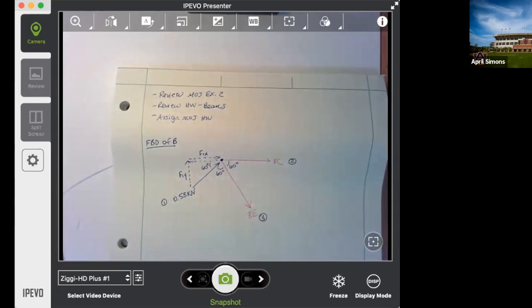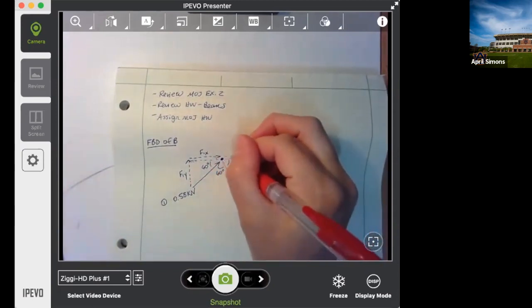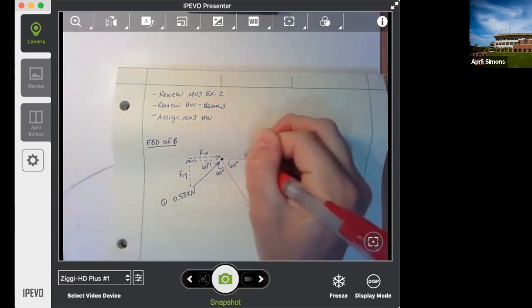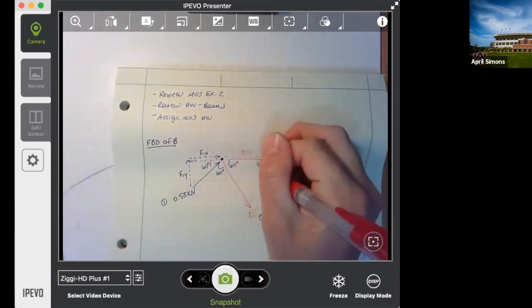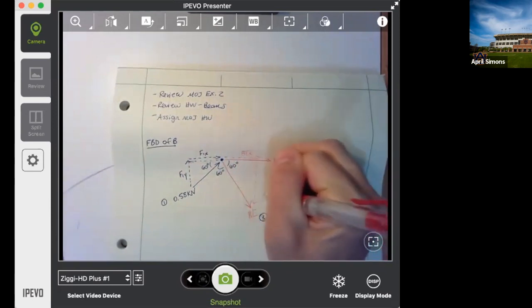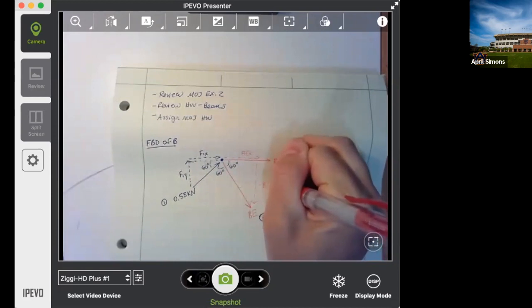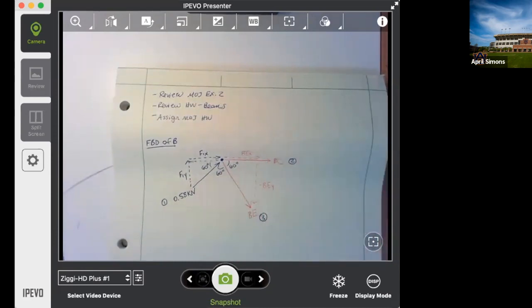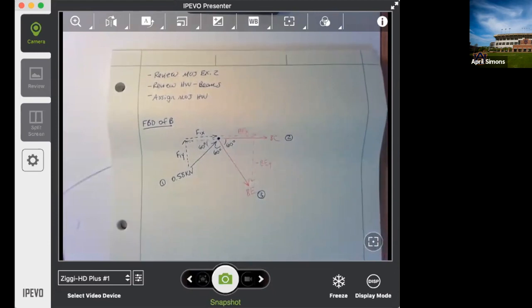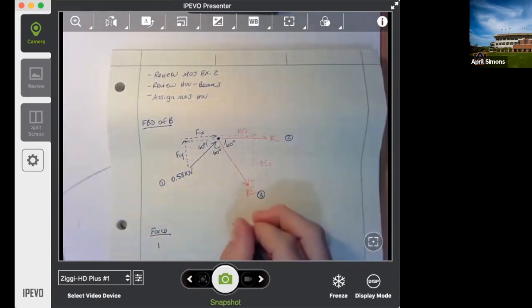Okay, BC is acting entirely in the X direction. And so we have BEX, as we've drawn it, that's to the right. And BEY would be down, so negative BEY. Okay, so we want to create a table here with our forces. Force 1, 2, and 3. The components X and Y for each.